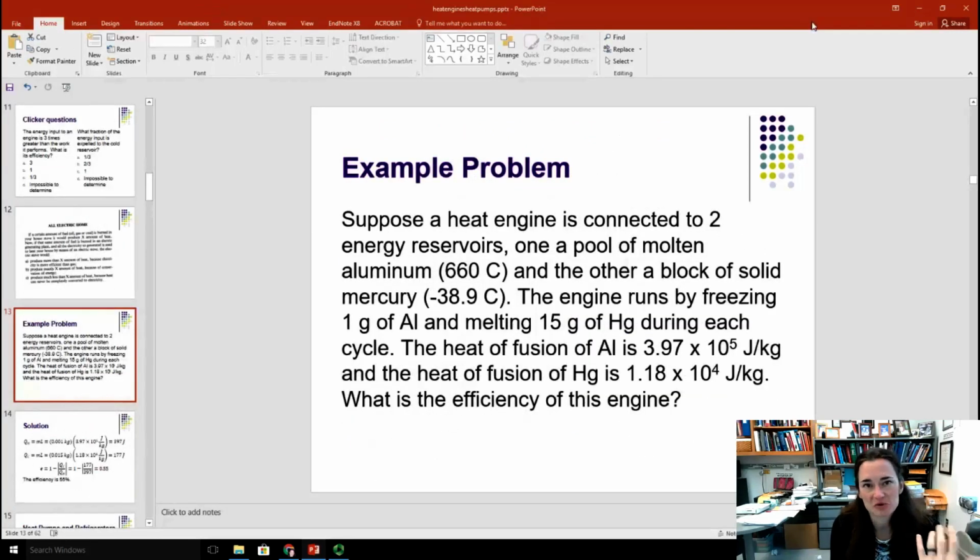Okay, let me do an example problem for you. In this example problem, you have a heat engine that's connected to two energy reservoirs. One's a pool of molten aluminum at 660 degrees Celsius, and the other a block of solid mercury at minus 38.9 Celsius. The engine runs by freezing 1 gram of aluminum and melting 15 grams of mercury during each cycle. So if you looked it up in a table, the heat of fusion of aluminum is 3.97 times 10 to the 5th joules per kilogram, and the heat of fusion of mercury is 1.18 times 10 to the 4th joules per kilogram. So what's the efficiency of the engine?